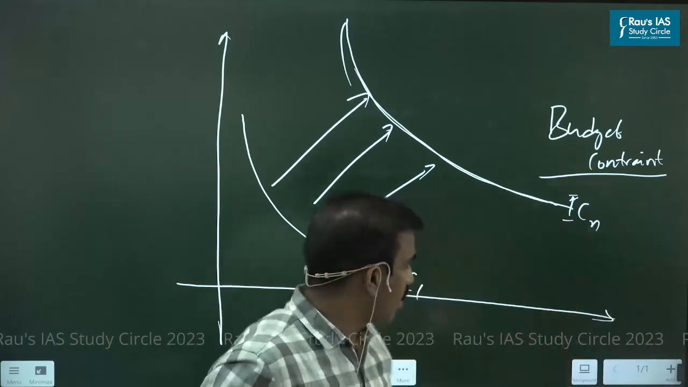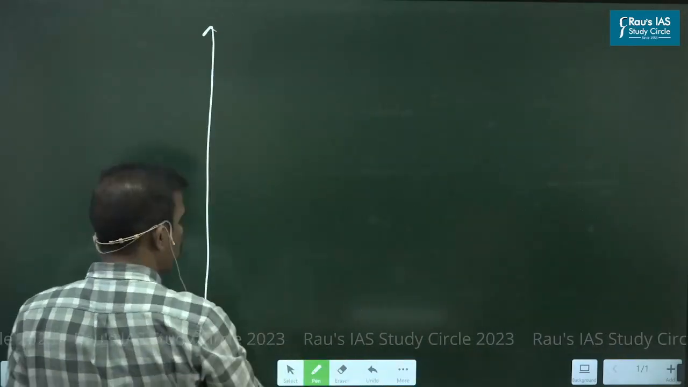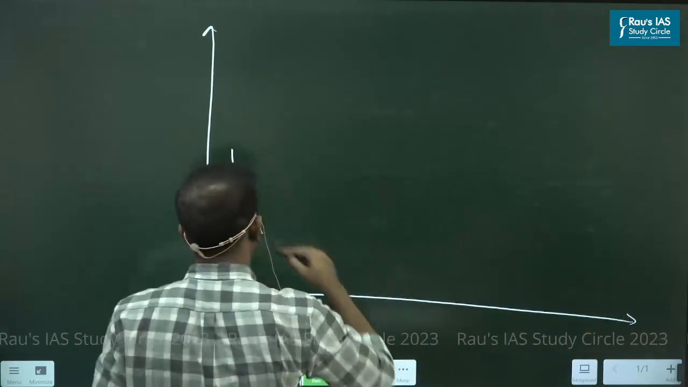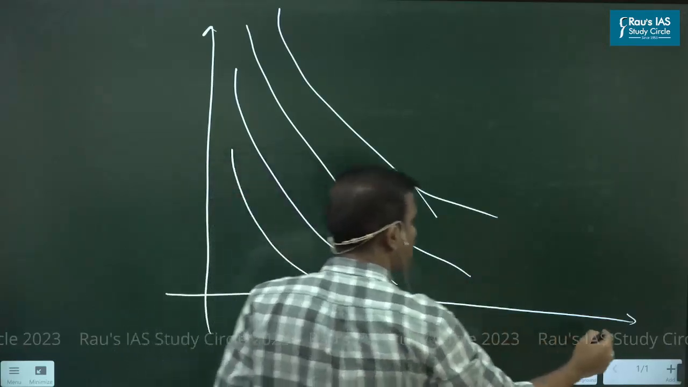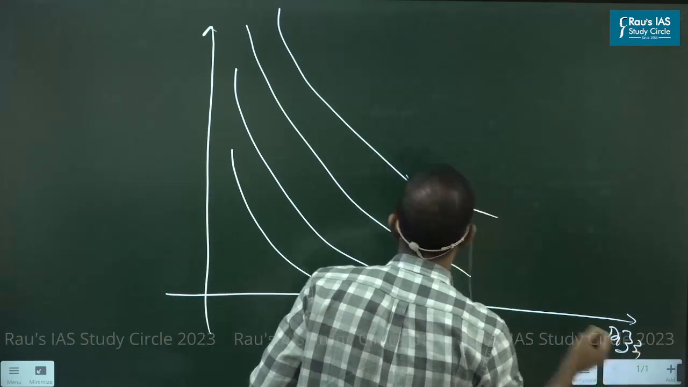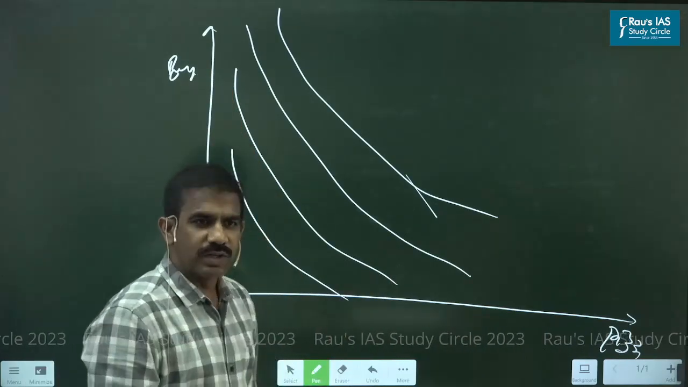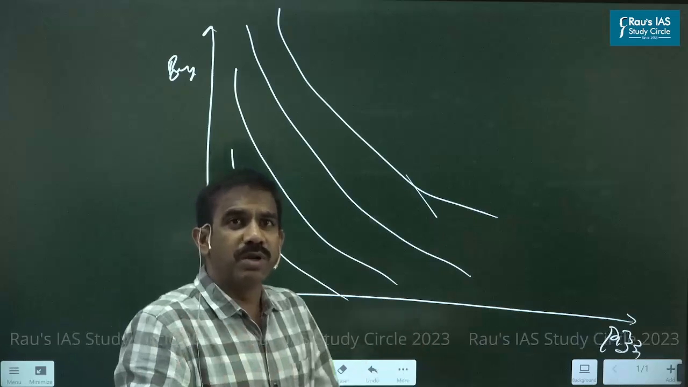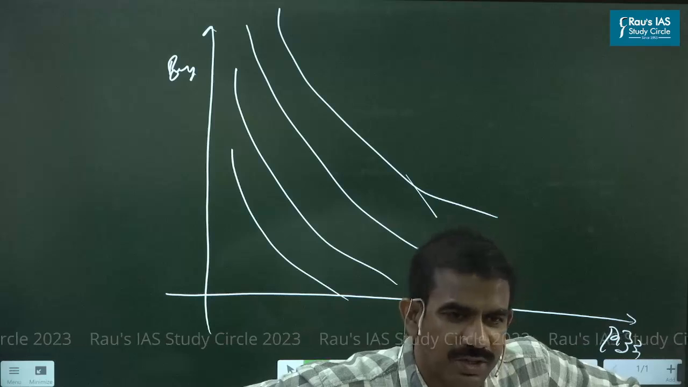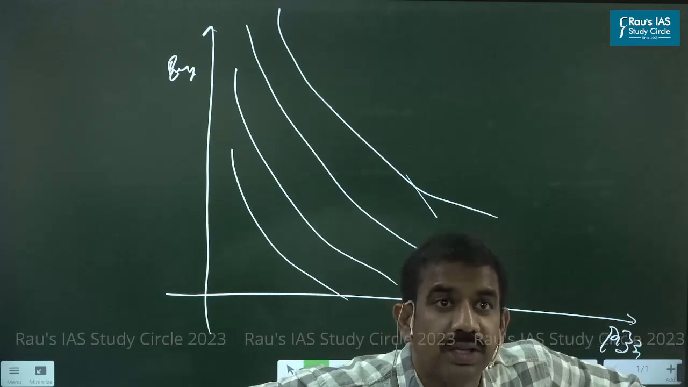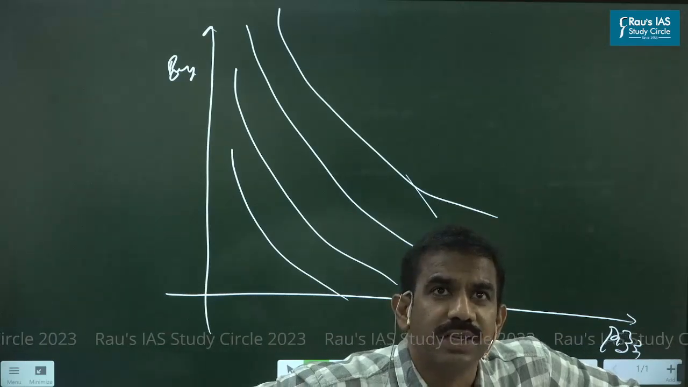So there could be n possible indifference curves. So this, and this, and this, isn't it? Let's say when it comes to pizzas and burgers, these are the different indifference curves, isn't it? But the maximum indifference curve that I could attain is limited by my budget constraint, isn't it? The money I could spend. Is that clear now? Yes or no? Mansi, following?